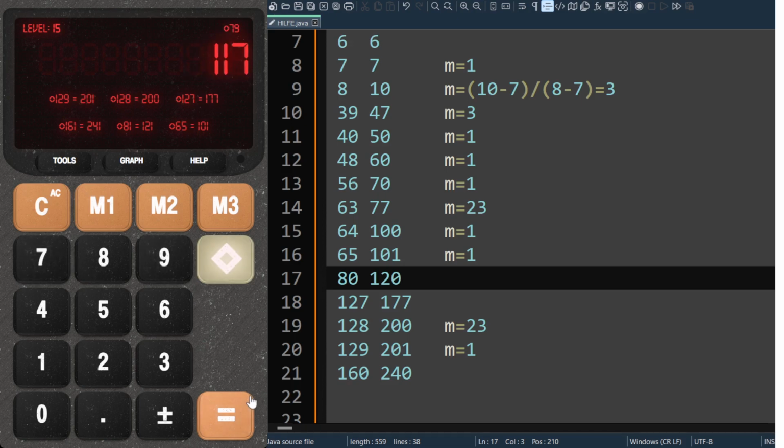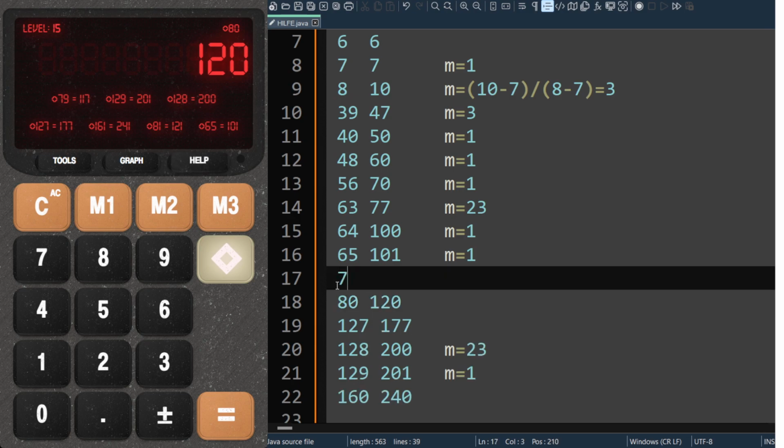170 and 80 was 100. What? What? 8. That was something interesting. 79, 117. Okay. 80, 120. Okay. Okay, no, it wasn't interesting. I don't know why I thought it was interesting. No, this is just an increase of 3, and this is the typical increase of 3.